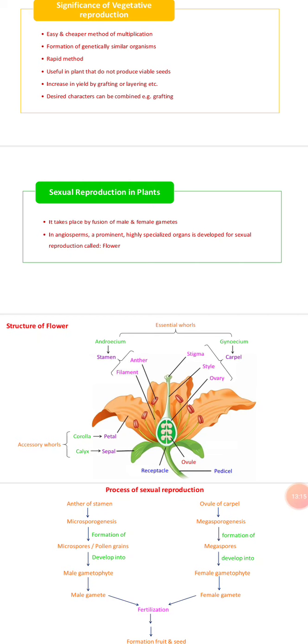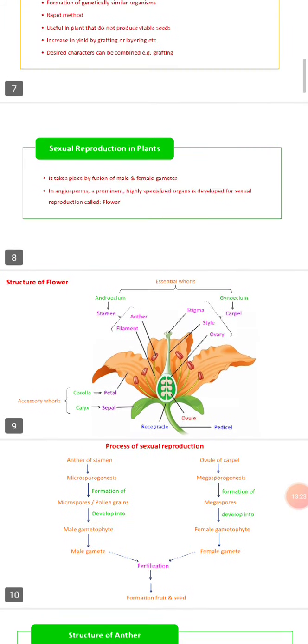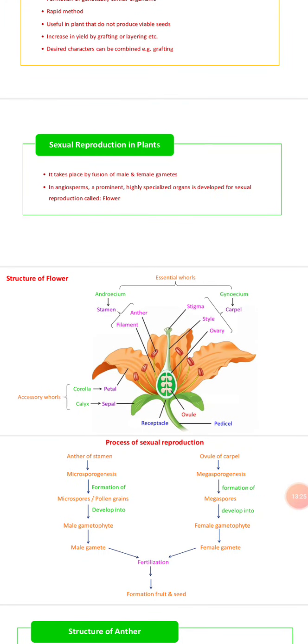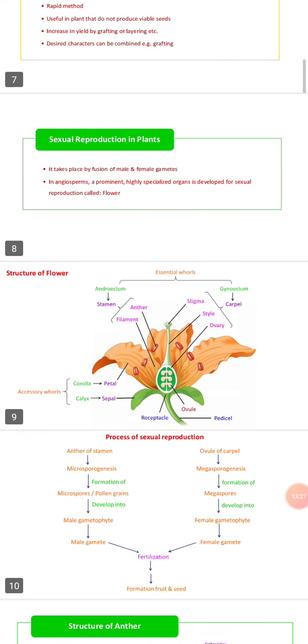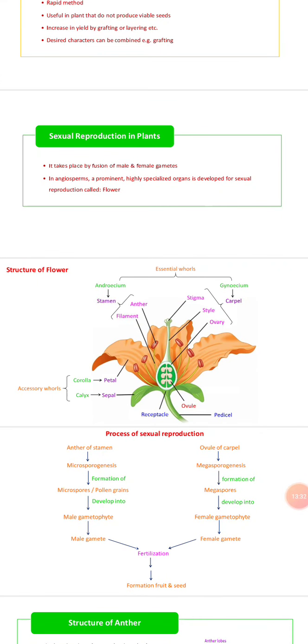Fourth, it is useful in plants that do not produce visible seeds; we can increase the yield by grafting and layering, etc. Then desired characteristics can be combined by grafting. Desired characteristics means what? High yield capacity, disease free, insect free, these types of characteristics we can call desired characteristics.